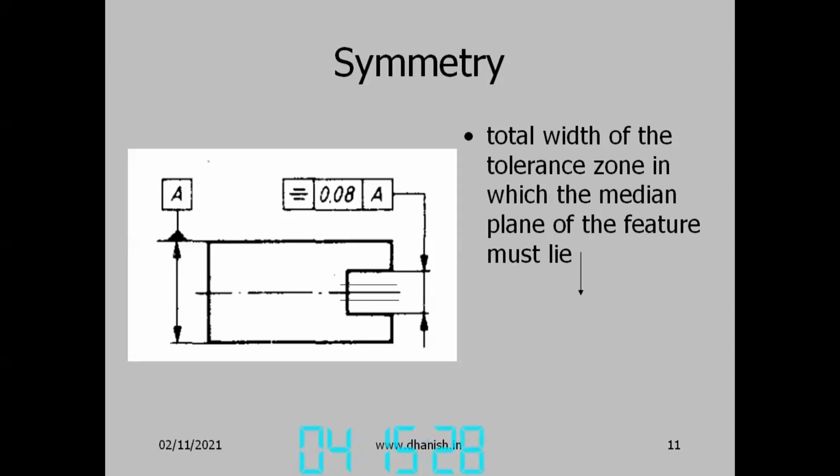The feature is that slot. Okay, the axis of the slot. So the axis of the slot should lie in the 0.08 mm zone. Okay, so first we have to establish the datum. We have to find the axis of the datum. Then determine the tolerance zone spaced on either side. And then we have to determine the axis of the median plane of the feature. And that median plane is the middle.